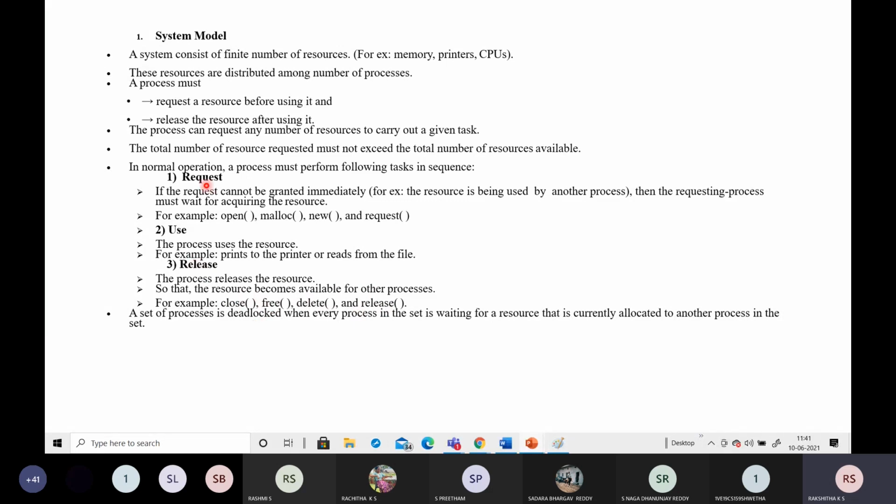Take down the heading Request, and copy the examples: open, new request, and malloc. Next, under Release, take down the examples: close, free, and delete. Just make a note of it.